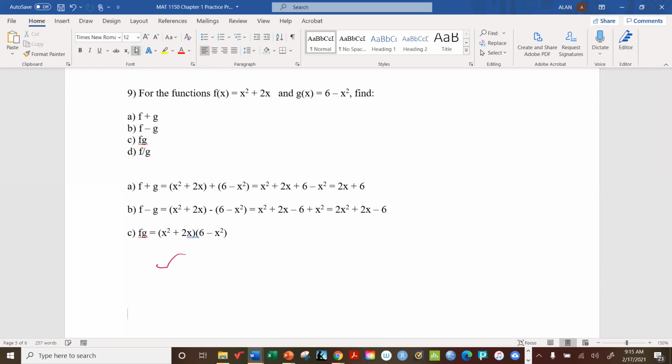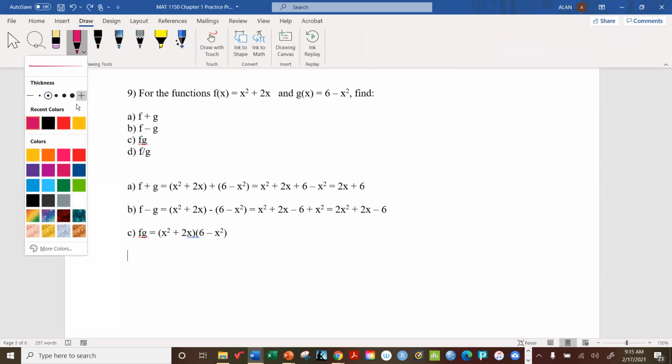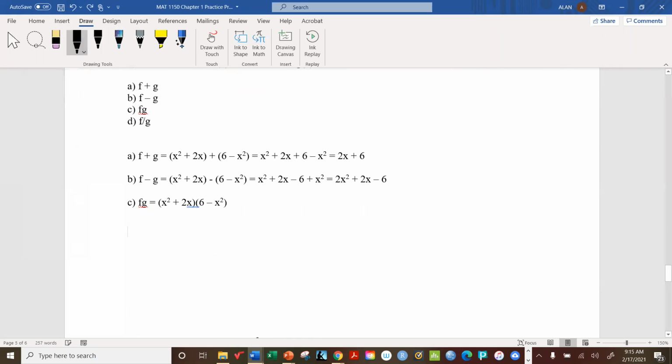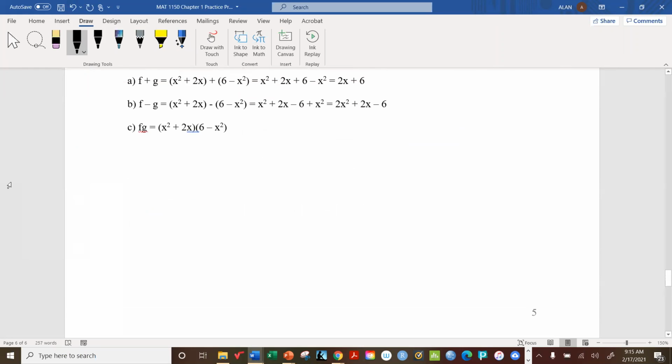Oh no, let's not use that color. It's nice for pictures, but for actually writing, I think black is always the way to go. It's just easiest to see, even though purple is a cool color. All right. Let's see. Let's make some room.